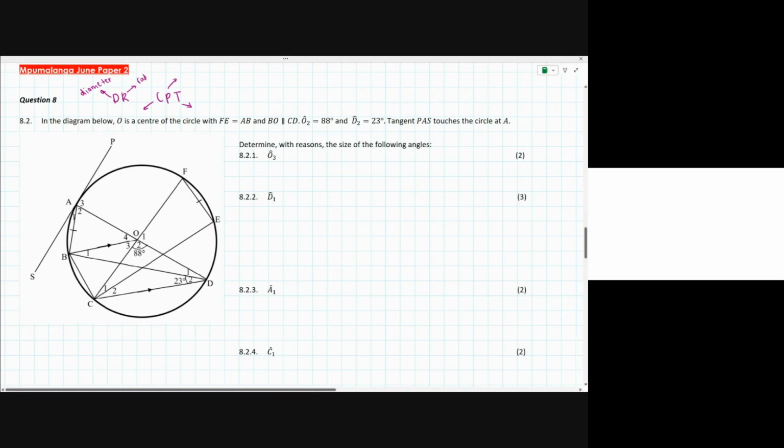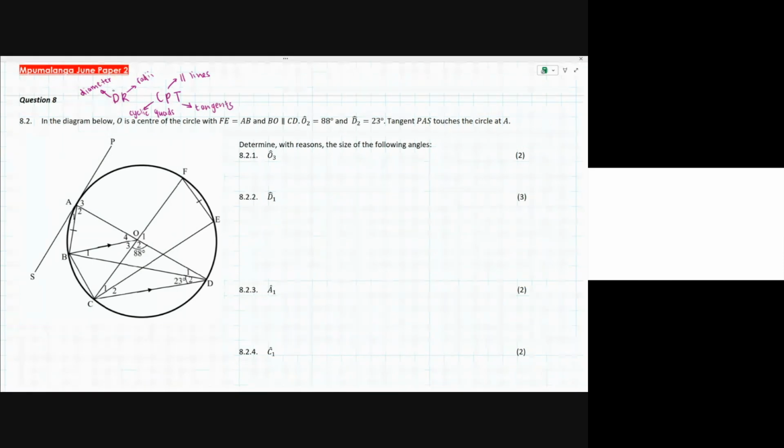R, radii, for very much similar reasons. C, if you have any cyclic quads. P, your parallel lines. And T, your tangents. If you can identify any or some of these characteristics on your diagram, it's just going to help guide your mind in terms of the theorems that would be appropriate to use here. If you want to highlight all of this as you go along, that's fine. Particularly with the cyclic quads, it can be a bit much. So you make your choice at the end of the day.